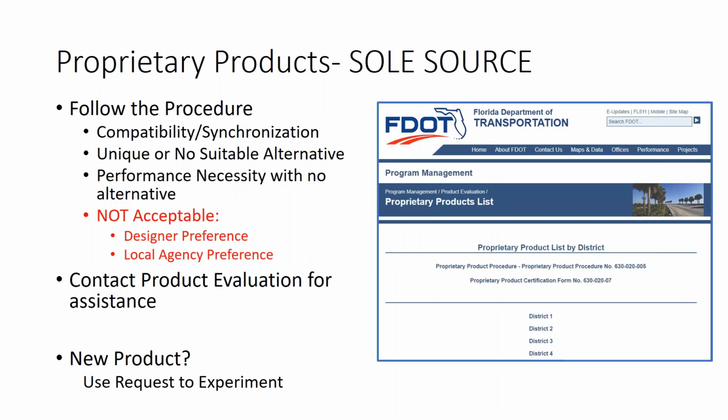Proprietary products. We want to always be careful about sole sourcing. There are times when it is perfectly acceptable to sole source something, and that's when we have compatibility or synchronization issues, when it is unique or no suitable alternative is available, or when there's a performance requirement and no accessible alternative. Designer preference or local agency preference are never an acceptable reason for sole sourcing.